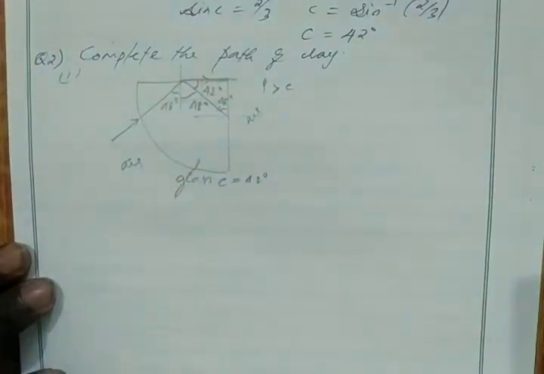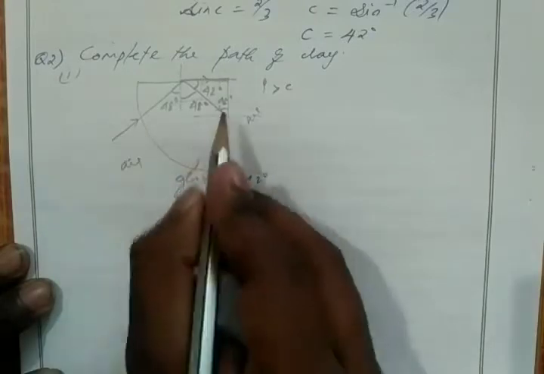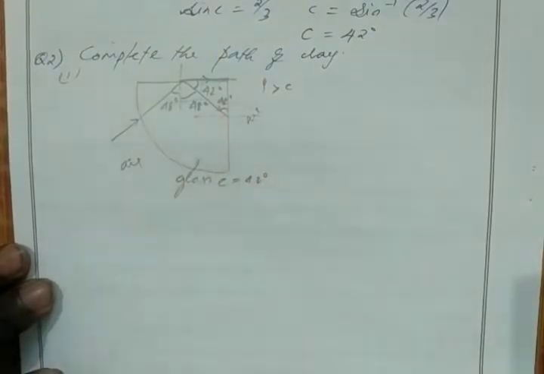Correct, the remaining angle is 48 degrees. But this 48 degrees is not our incident angle. The incident angle is the angle between the normal line and the incident ray. So we have to find this angle. Correct? How to find this angle?